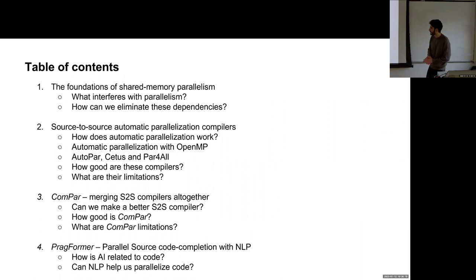So what am I going to talk about today? I'm going to talk about the foundations of shared memory parallelization, which is how can we achieve this automatic process? How can we eliminate the things that interfere with achieving this? And then I'm going to talk about source-to-source automatic parallelization compilers, which are compilers that try to insert these directives automatically. I'm going to present three of those compilers. I'm going to talk about how good they are and what their limitations are.